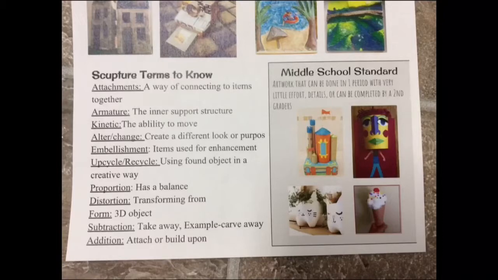Kinesthetic means the ability to move. You can make sculptures that are able to move. Alter or change means that you're taking the shape that it was and creating a new purpose or a new design for it. Embellishment means to make it a little bit more fancy.